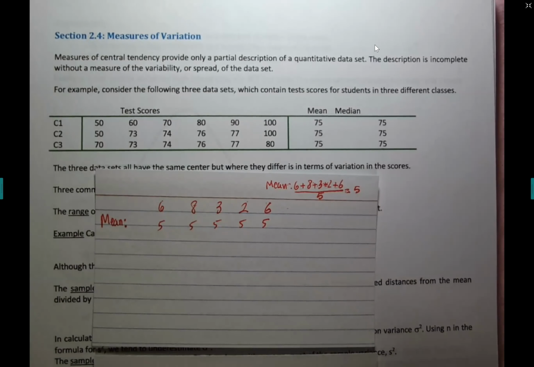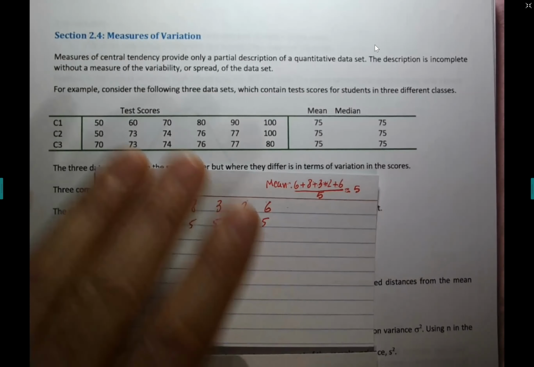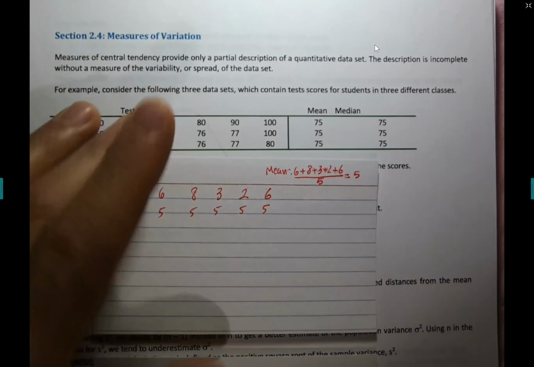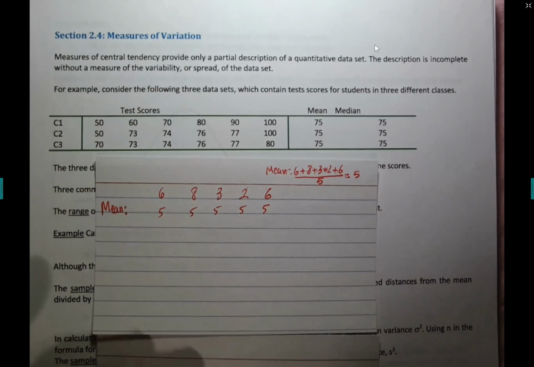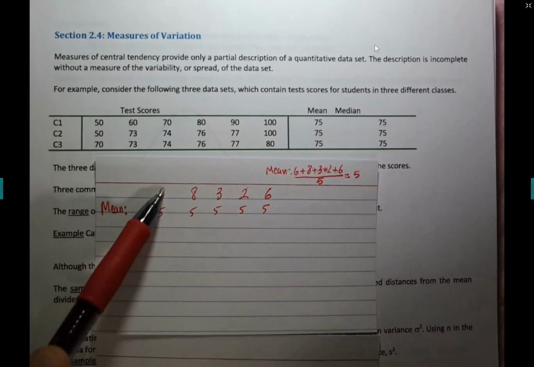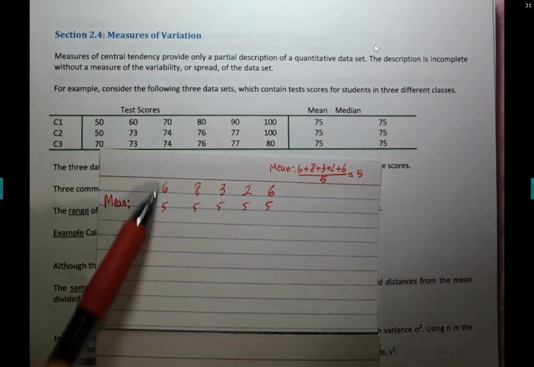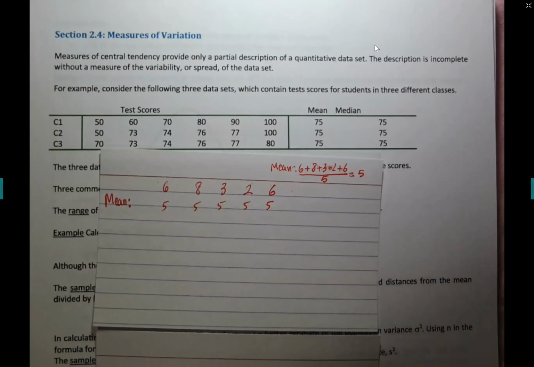Let me tell you what the standard deviation is. The standard deviation is a value that measures how much each value deviates from the mean, how far apart the values are from the mean.